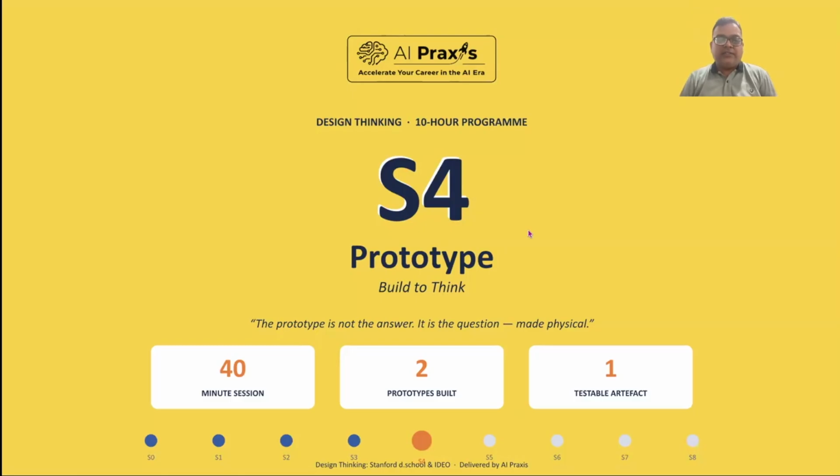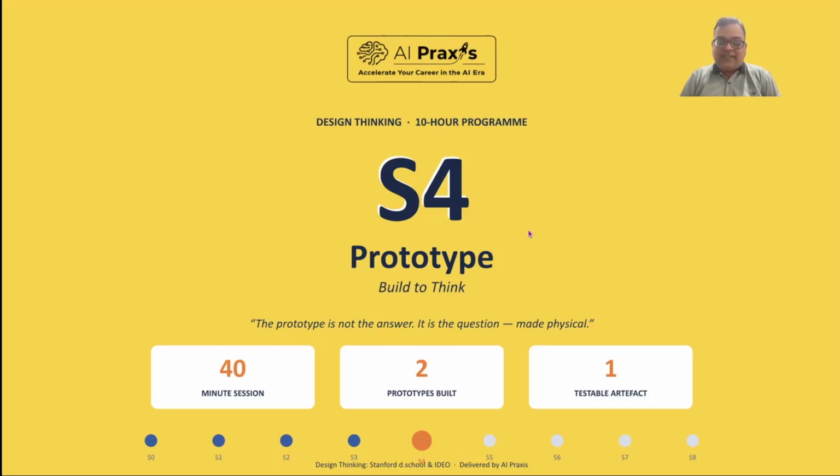Over the last three sessions, you have built a strong foundation. You started by understanding your users deeply through empathy. Then you defined the real problem instead of jumping to conclusions. After that, you generated multiple solution ideas without judging them too early, right? So today we're going to take the next big step.